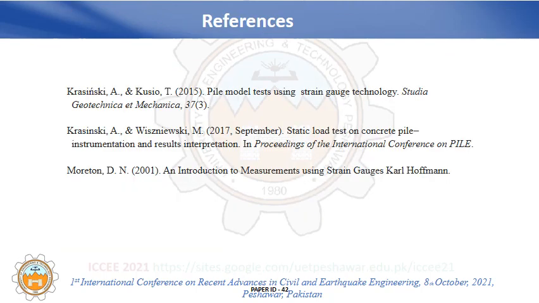These are some references from which I used knowledge to learn about strain gauge technology in use in small-scale Piled-Raft foundation systems, especially an introduction to measurement using strain gauge technology.